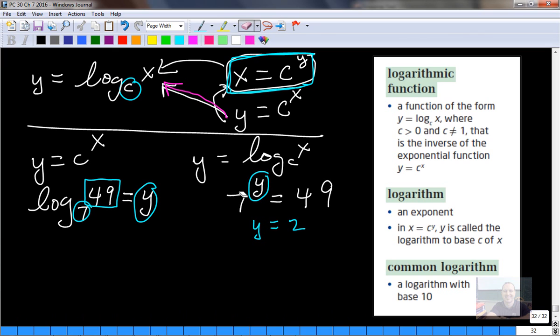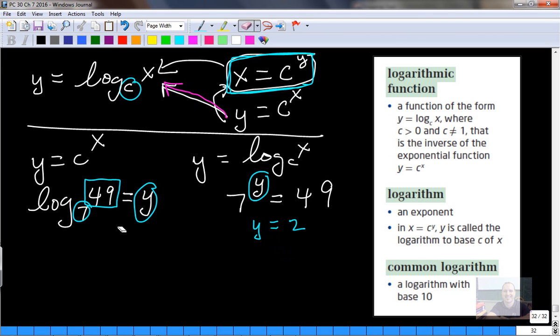Like if you add something, what's the opposite of that? Subtract. If you multiply something, the opposite is divide, right? If you square something, the opposite is square root. So if you take something to the power of something, undoing that is taking the logarithm, okay? Sort of like that, you know, okay?